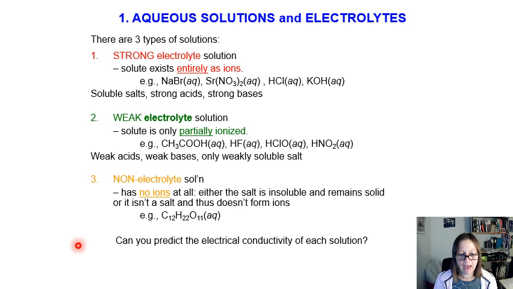If we were in class, I would ask you, can you predict the electrical conductivity of each solution? Obviously the strong electrolyte will conduct electricity very easily because the ions will be able to move around from the cathode to the anode. Weak electrolyte solution will be slightly conductive. Non-electrolyte solution will not conduct electricity.